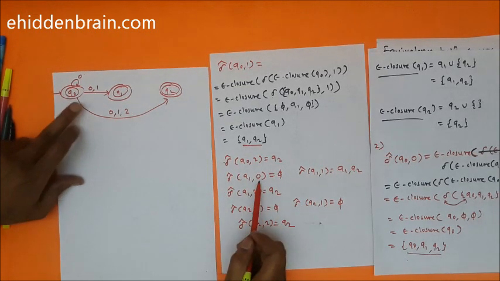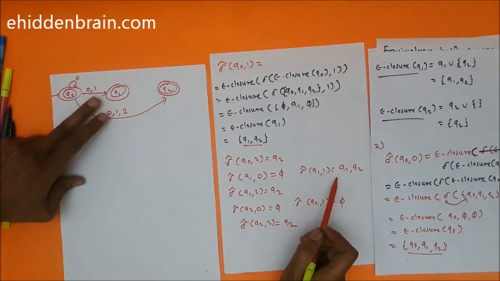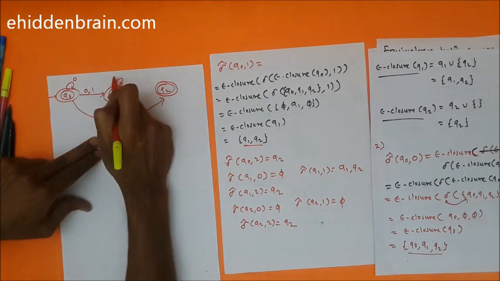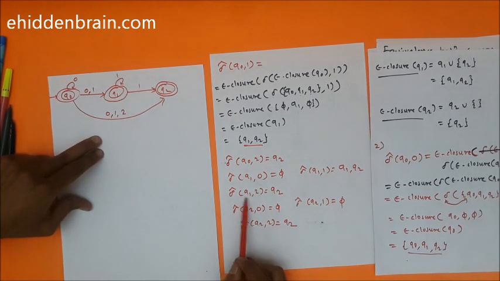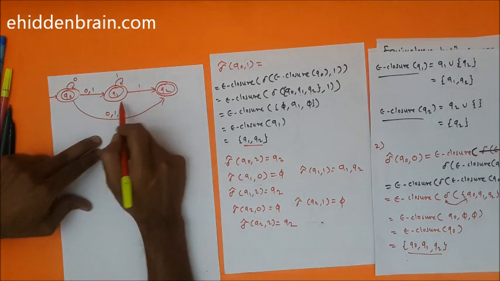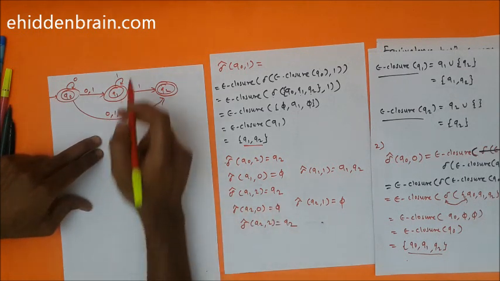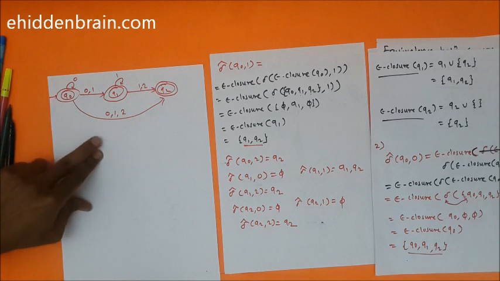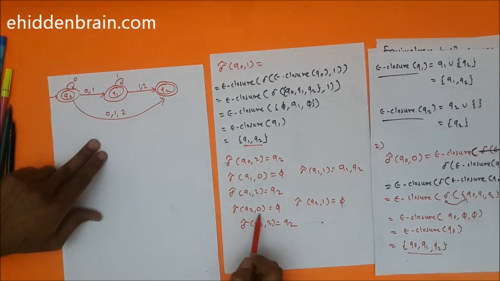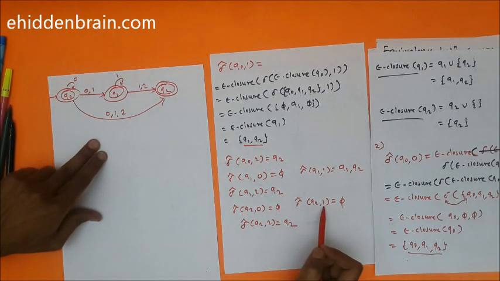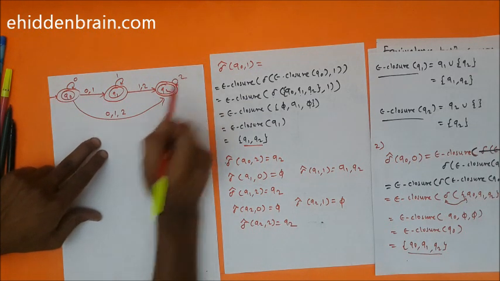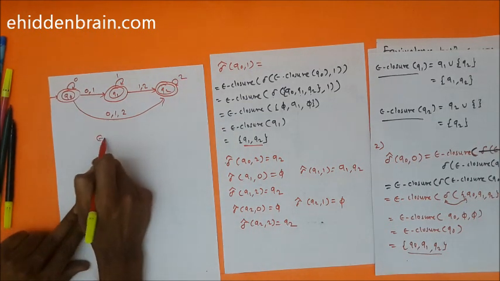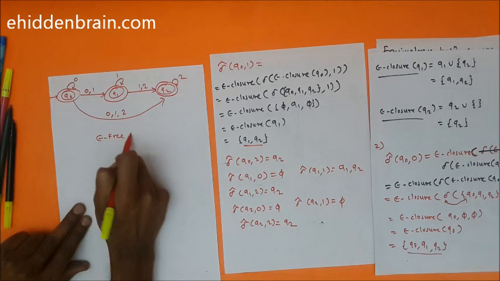On Q1 for 0, I'm going nowhere. On Q1 for 1, I'm going to Q1, Q2, and on Q1 for 2, I'm going to Q2. Okay, and now the final thing, on Q2 for 0 I'm going nowhere, on Q2 for 1 I'm going nowhere, on Q2 for 2 I'm going to Q2. So yes, and this is the final epsilon free NFA.